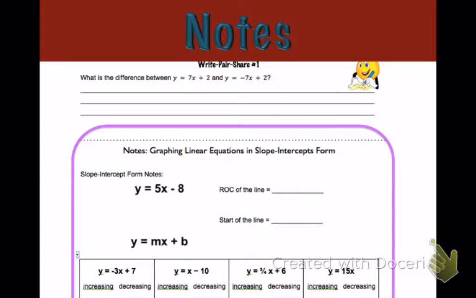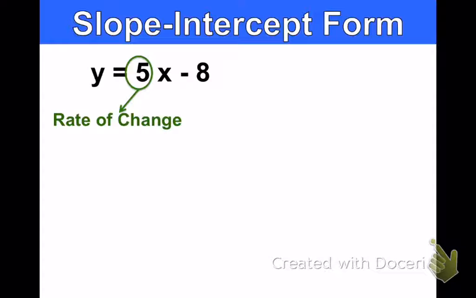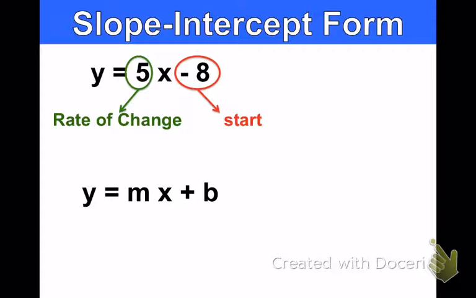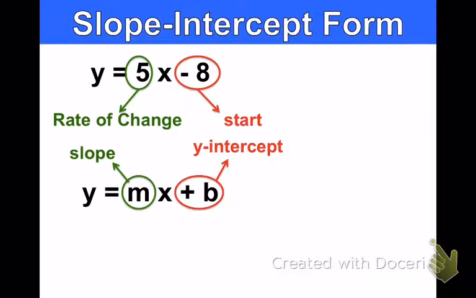Slope-intercept form is any equation that looks like the following: y equals 5x minus 8, where you have two numbers, two variables, and your equal sign. So we've talked about this before, where this 5 represents the rate of change. The negative 8 represents the starting value in a table. In general form, it's y equals mx plus b, where the m, rate of change, is also called the slope, and the b value is called the y-intercept.